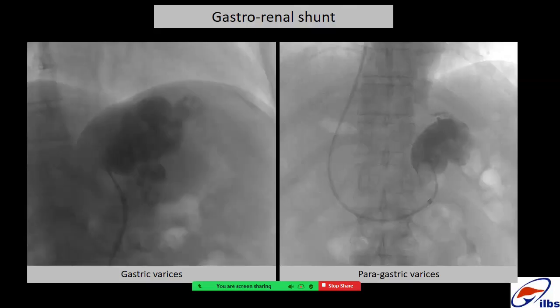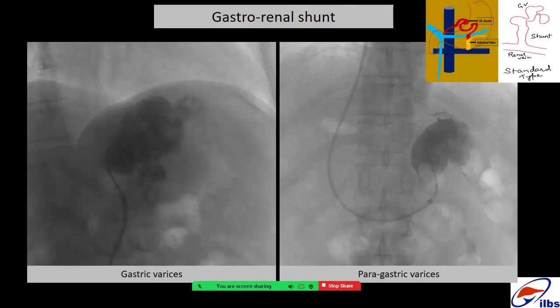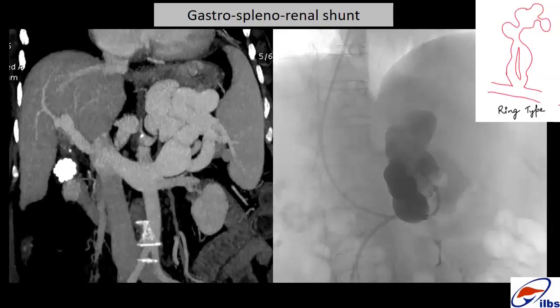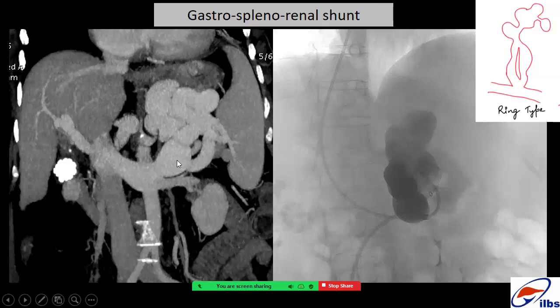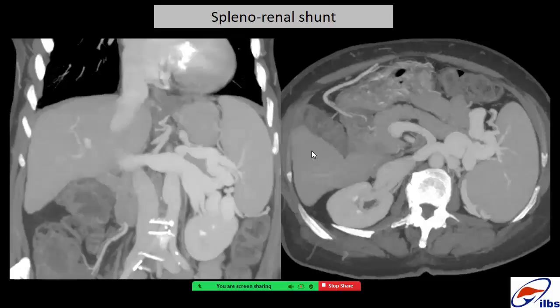You can come from the femoral or jugular aspect. Then you may have a ring type. Here you can see there are two veins forming it. For this, you may require two accesses, maybe from the jugular side and femoral side. Here we took one access from the jugular and one from the femoral, and the ring type has been closed. These are some of the initial cases which we did way back. Then we have another splenorenal shunt where the shunt is distal in the renal vein, and the adrenal and the gonadal vein are separate.